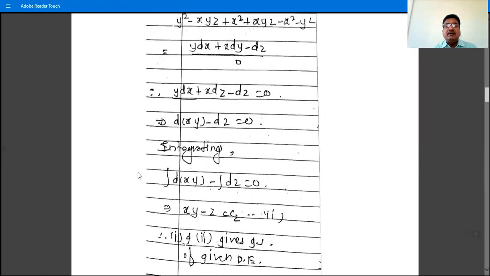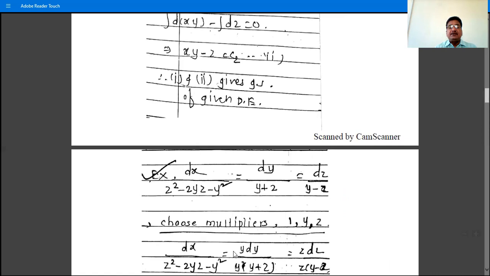So write y dx plus x dy as the derivative of x into y minus dz, and then integrating, integration and derivative cancel each other. Therefore we have x into y as the integration, because the derivative of x into y is y dx plus x dy, minus the integration of dz, which is z, is equal to the constant of integration c2. And therefore 1 and 2 give the general solution of the given differential equation.